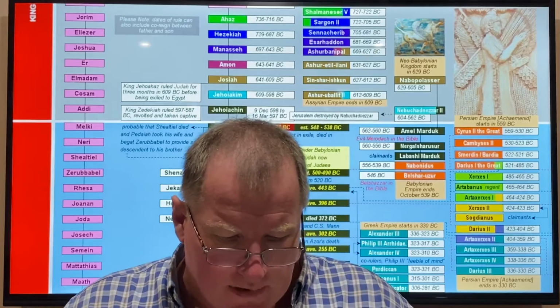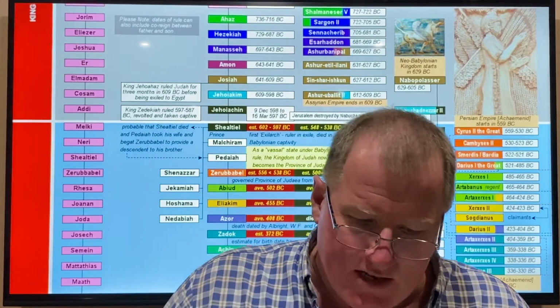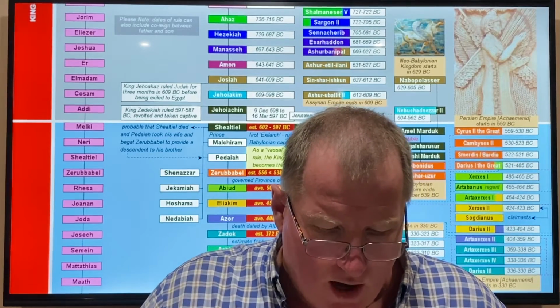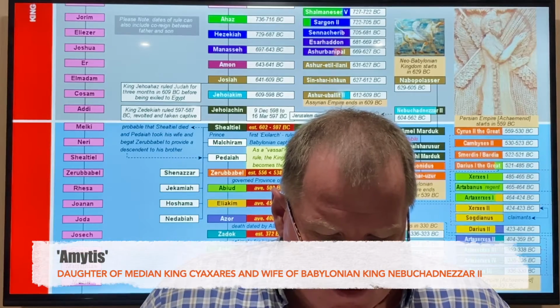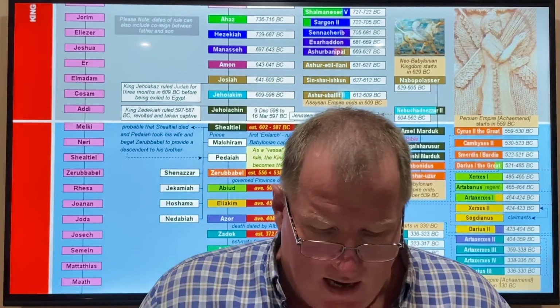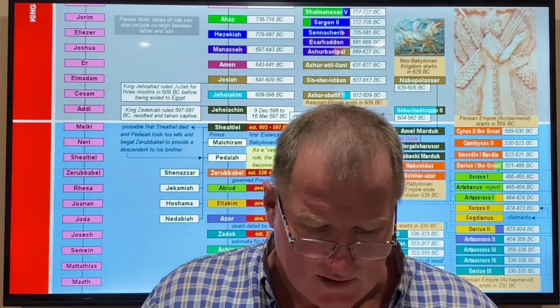So beginning the lesson, whilst the Jews were held in captivity by King Nebuchadnezzar, their neighbours the Medes continued to rule over the Persians, and Amytis, the daughter of the Median king, was the wife of King Nebuchadnezzar, and the Babylonians coexisted with the Medians without any conflict at this time.